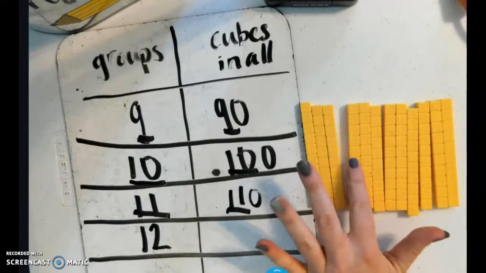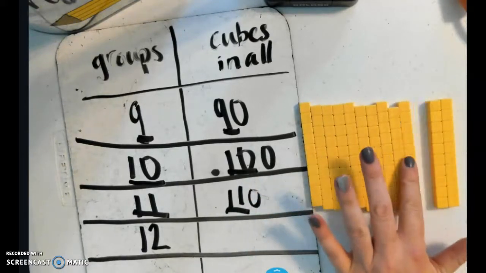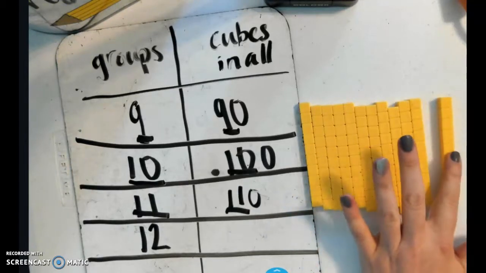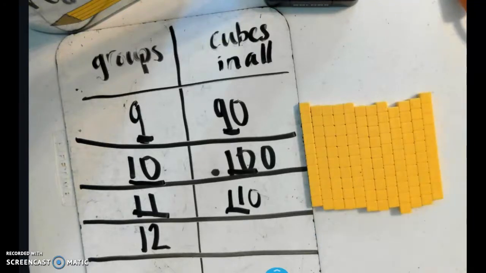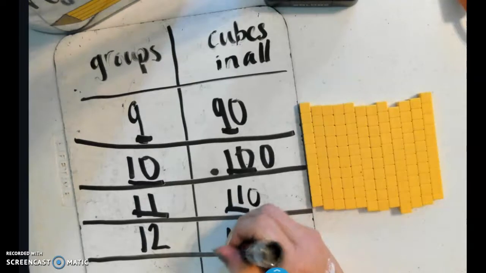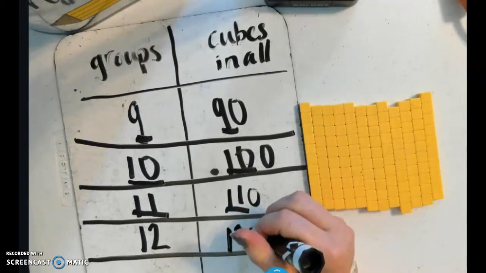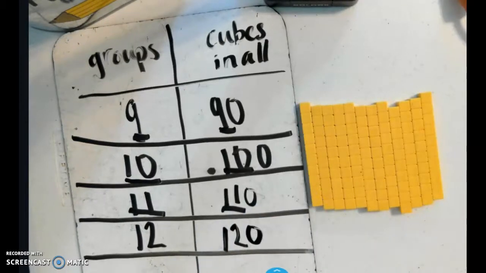10, 20, 30, 40, 50, 60, 70, 80, 90, 100, 110, 120. 120 is the highest we have to be able to do this in first grade. So if you can keep counting past 120, you are already on your way to meeting your second grade benchmark. See, you guys are totally going to be ready for second grade.